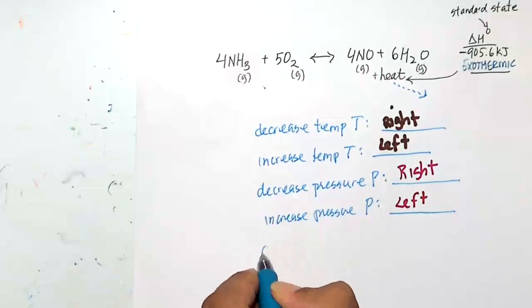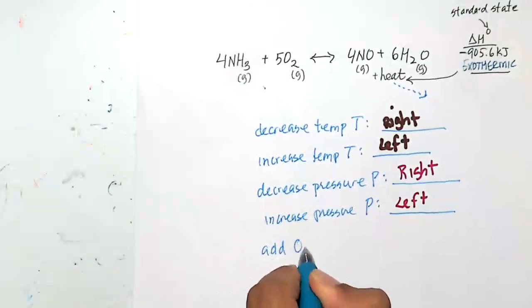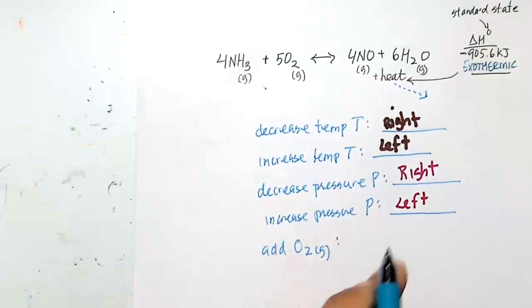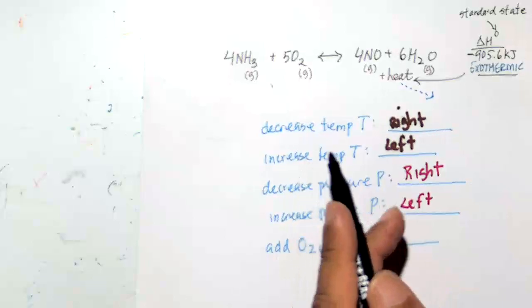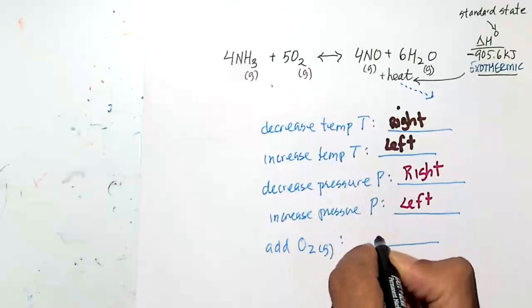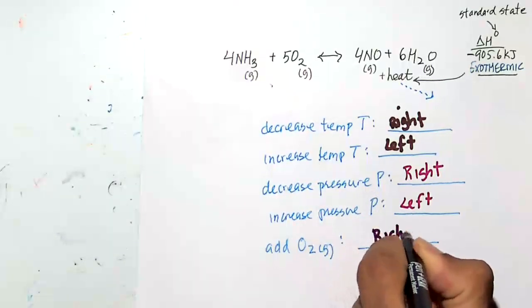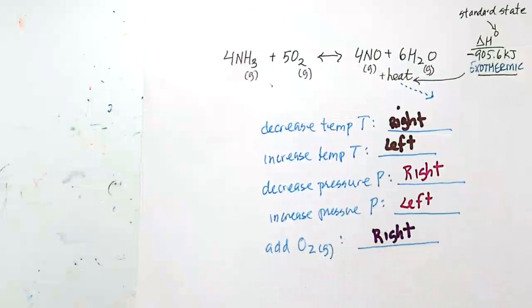What happens if we add oxygen gas? Which way will it go? Will it go to the side that has more oxygen gas or less oxygen gas? Less. So that would be to the right. So this is altering the concentration.